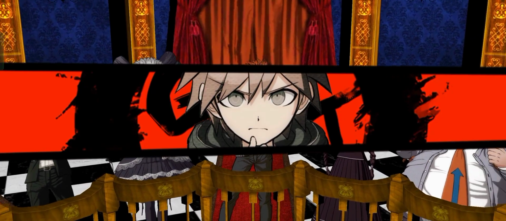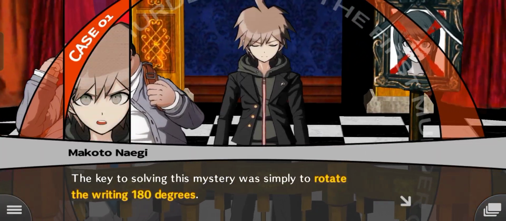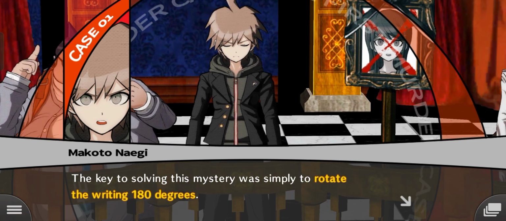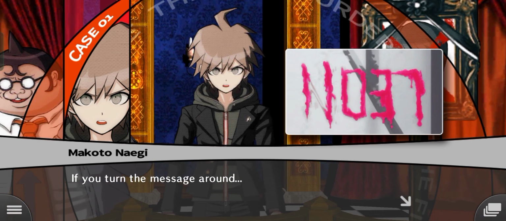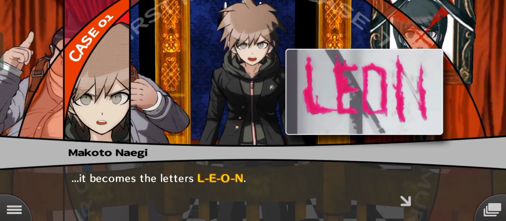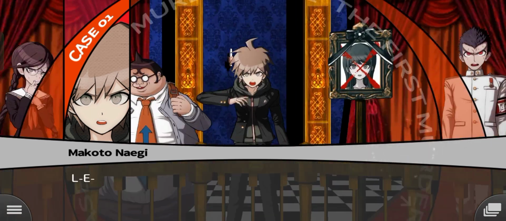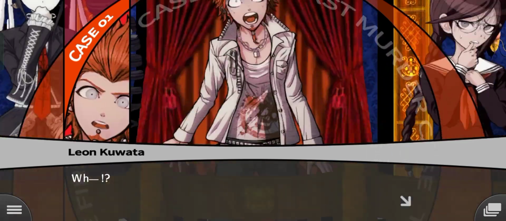Here's my answer. The key to solving this mystery was simply to rotate the writing 180 degrees. If you turn the message around, it becomes the letters L-E-O-N. Or more accurately, Leon.